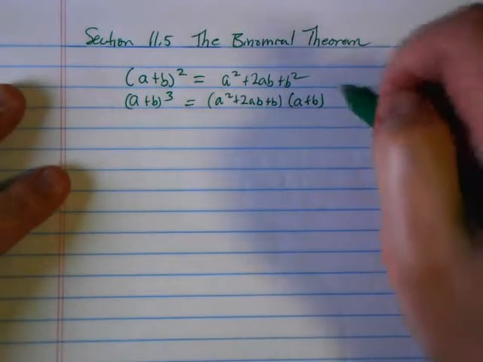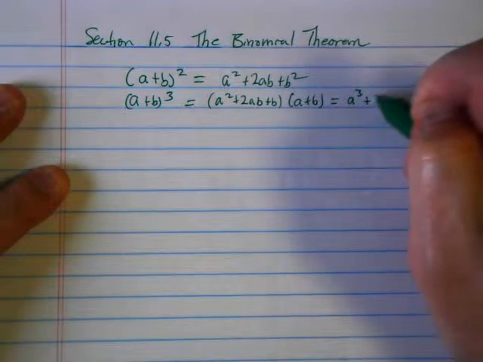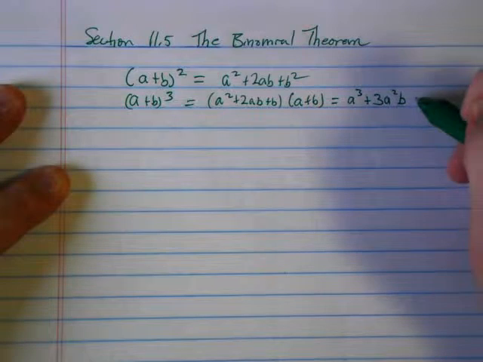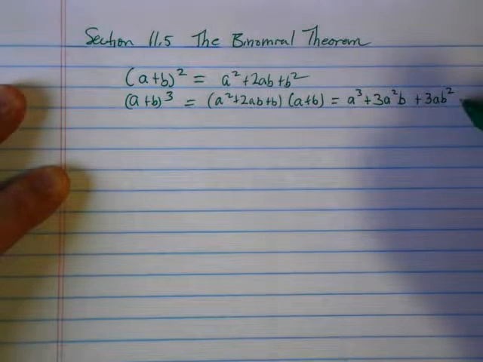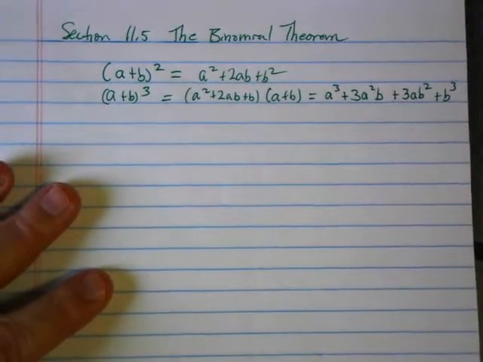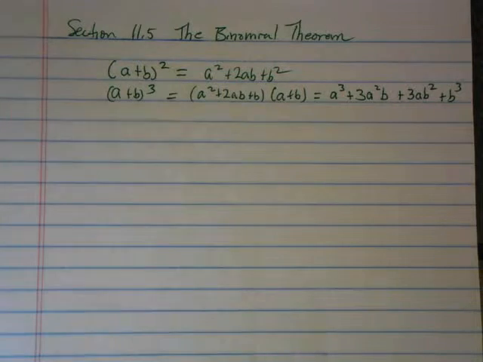And what you would get, I'm not going to show my work, you would get a cubed, plus 3a squared b plus 3ab squared plus b cubed. Think there's a trick? Yes. Like if I ask you what a plus b to the 4th is? All right, so what's the pattern?